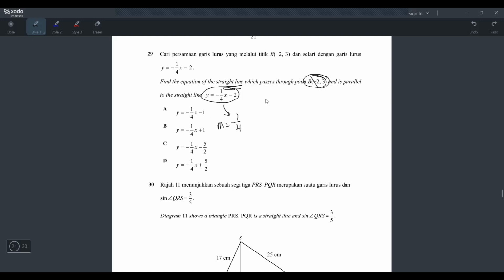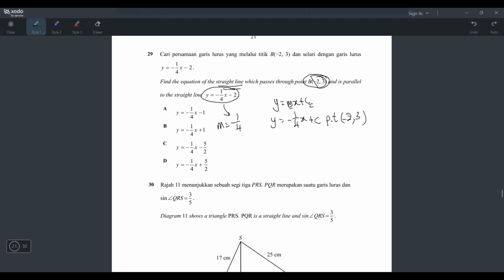So what is my equation then? My equation will look like this. Y equals mx plus c. And I need to have gradient and y-intercept, right? But it's okay if you don't have the y-intercept. You just need a point to sub in later. So the gradient I know already is -1/4x. The c y-intercept I don't have, but it's okay. You can just write c and then passes through and you sub in this point, -2, 3.